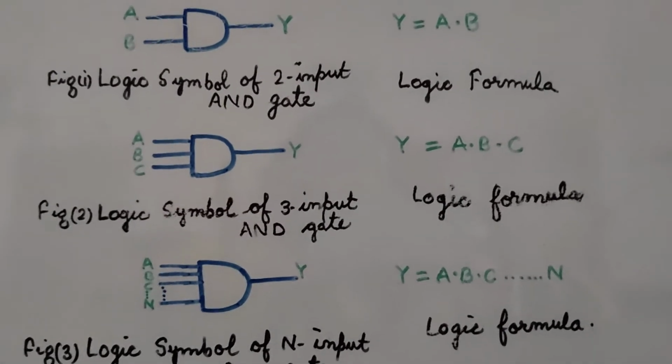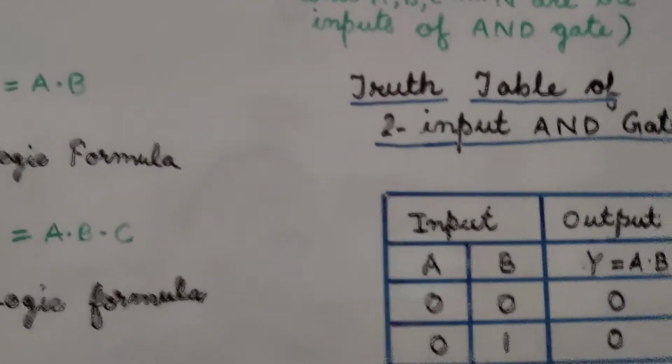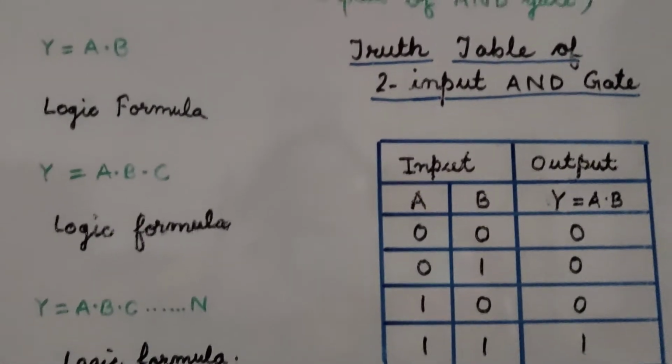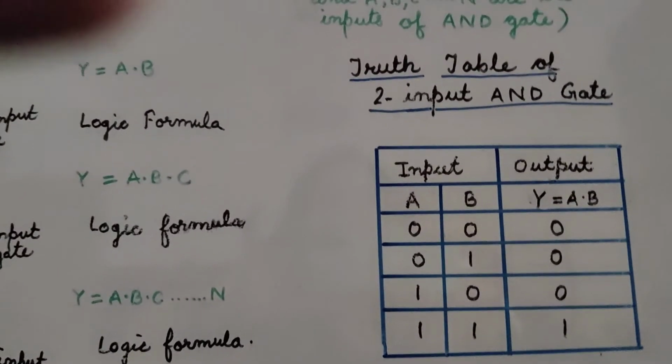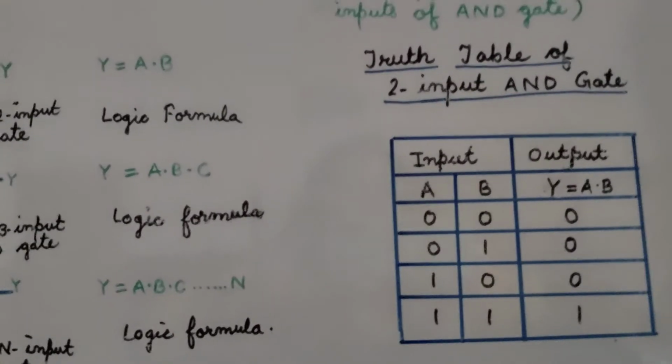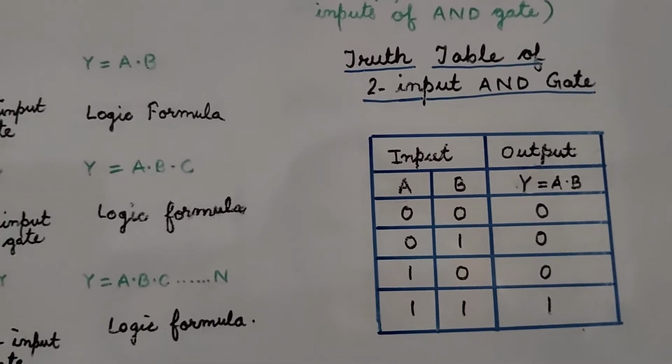Now let us draw the truth table of the 2 input AND gate. So what is a truth table? Truth table is nothing but it is a table which will show the relationship between the input and the output variables.